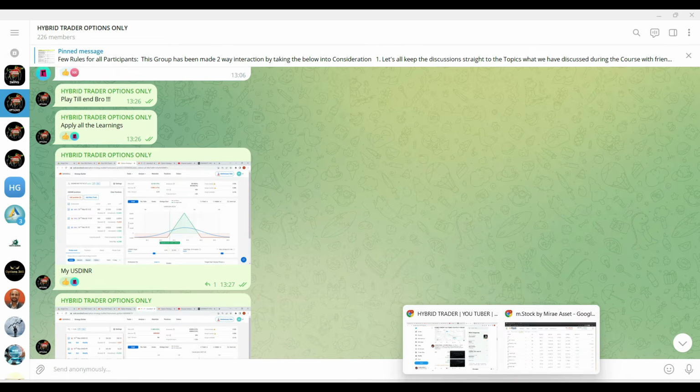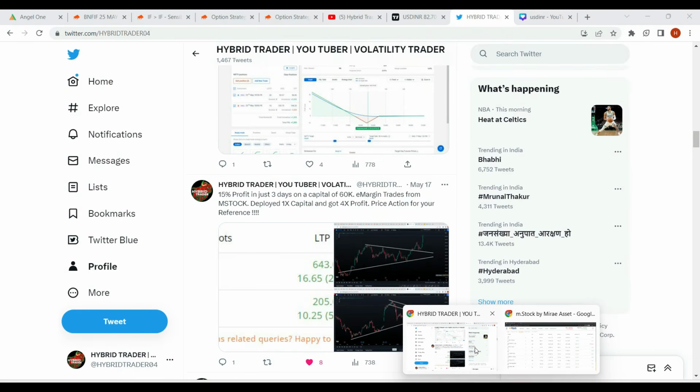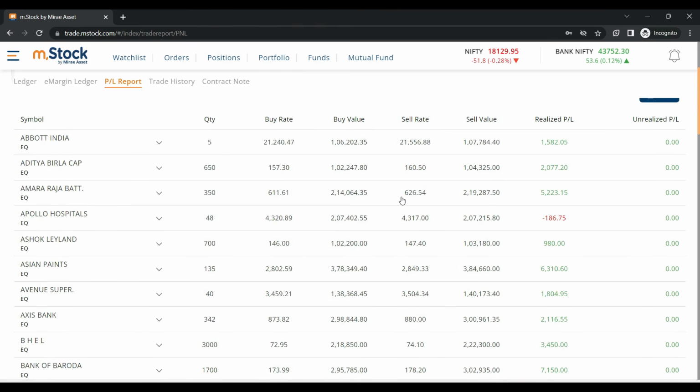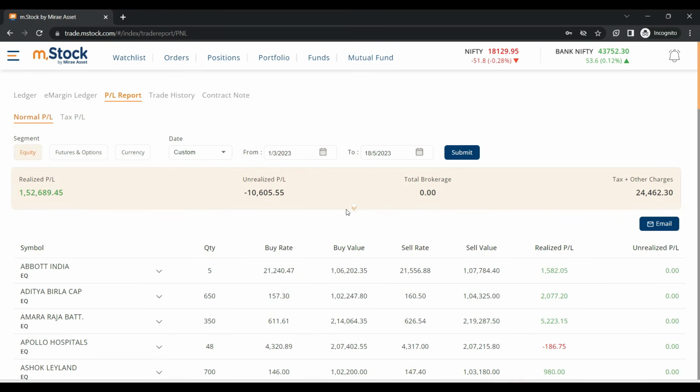All right, guys. So is there anything I've missed? Yeah, one more thing, guys. This is outside of this. See, what we do is, this M stock account I started in the month of February, maybe from the last week of February, I believe. I'm just using a fund of 2 to 2.5 lakhs, at max 3 lakhs.